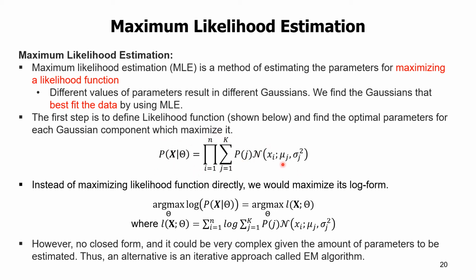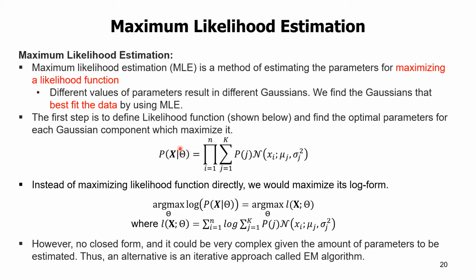So let's take a look at this. This is the likelihood function of EM, and we're going to maximize this. This is the probability of capital X given theta. Theta is all the parameters of the Gaussian mixture model. We talked about this in the previous slide. And capital X means the entire data, x1, x2, xn. So this is the probability that all this data, x1, x2, xn, are generated from these Gaussians.